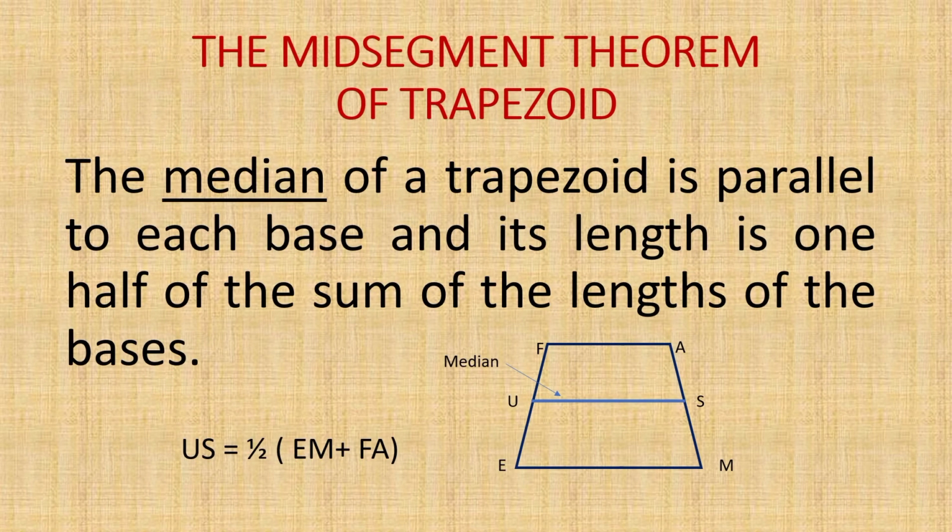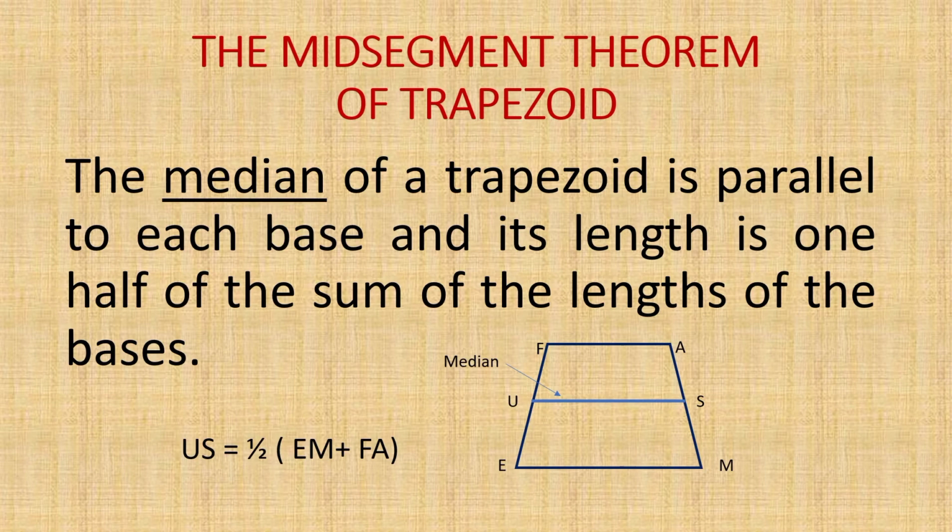Let us focus on the mid-segment theorem of a trapezoid. Now, it is stated in the theorem that the median of a trapezoid is parallel to each base and its length is 1/2 of the sum of the lengths of the bases. Now, let us consider the trapezoid FAME here with points U and S as the midpoints. Now, if we connect the two midpoints here, we have segment US. And this segment US here is what we call the median.